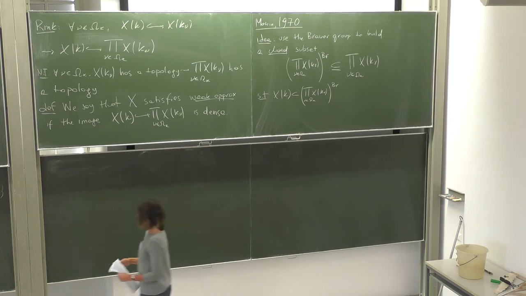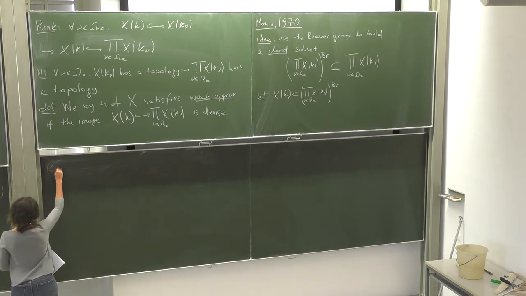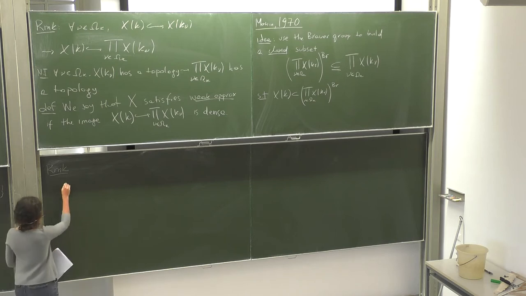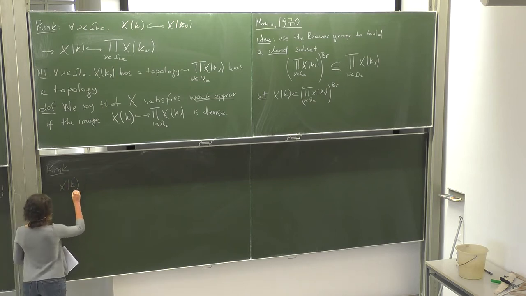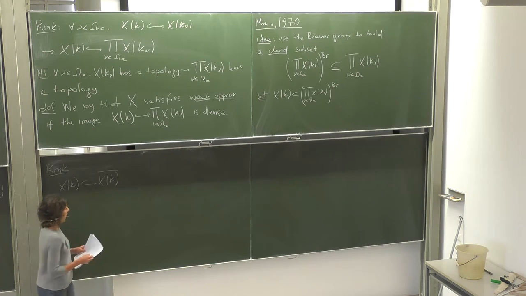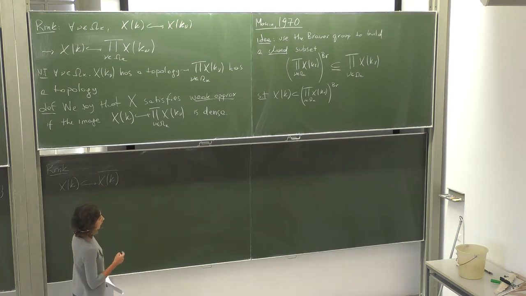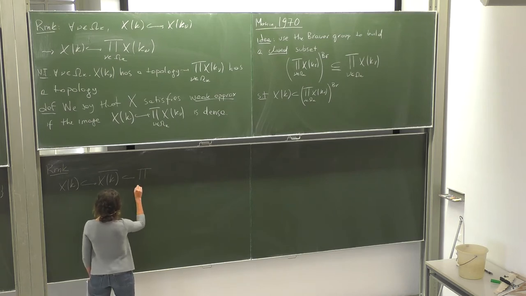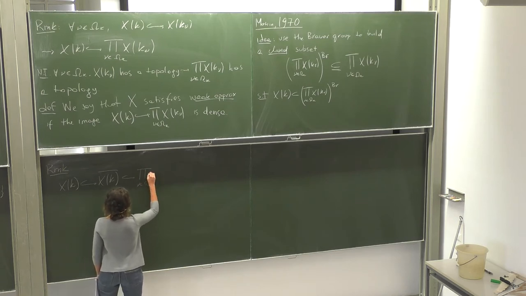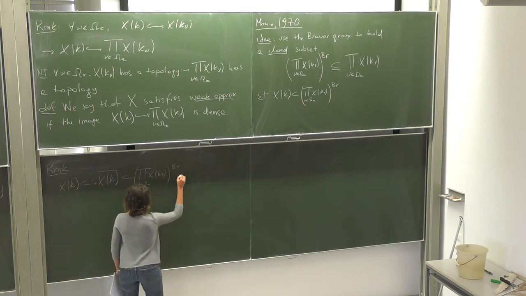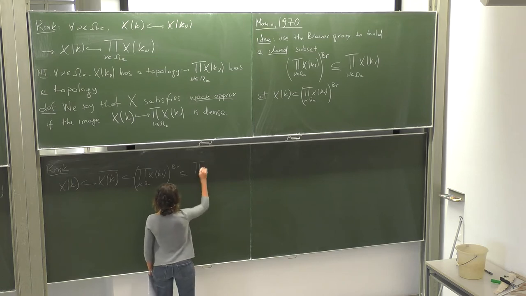Now I want to observe that since this Brauer set is closed, we have a chain of inclusions, which is given by the K-points, which lie inside the closure of the K-points inside the product over all the places. But since this Brauer set is closed and contains the K-points, it also contains the closure of the K-points. So the closure of the K-points can be seen as a subset of this Brauer set, which is a subset of the product over all the places.